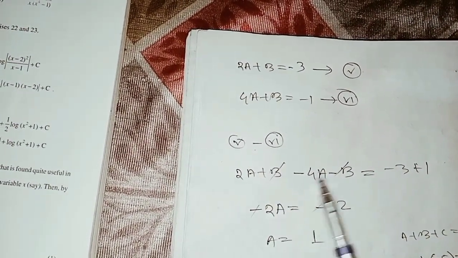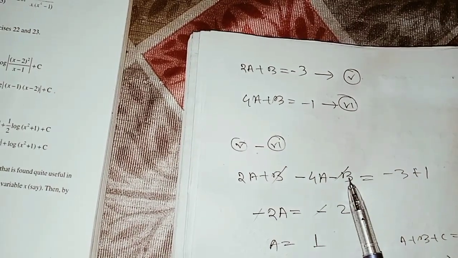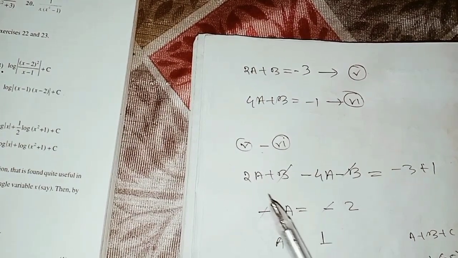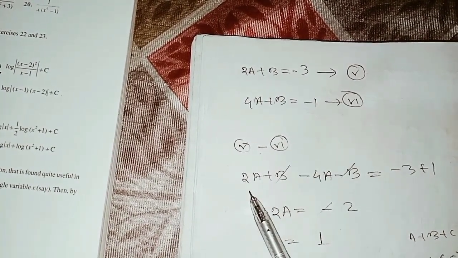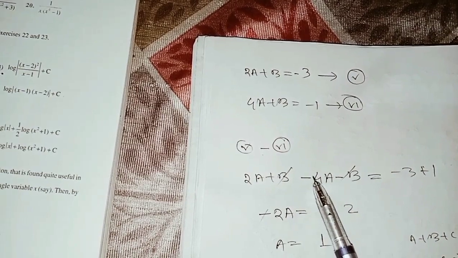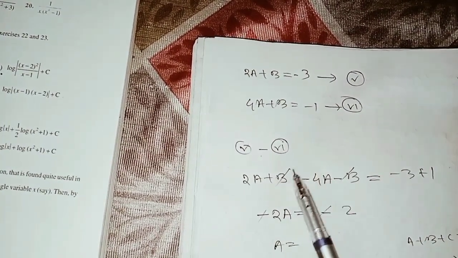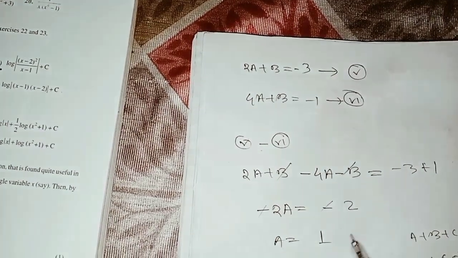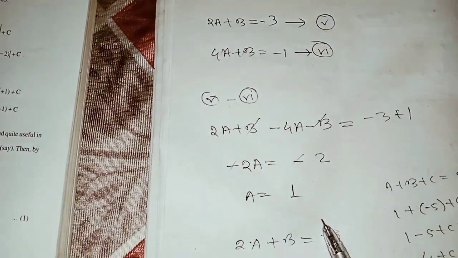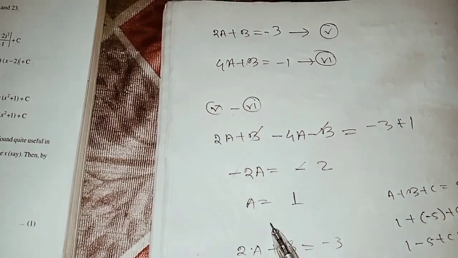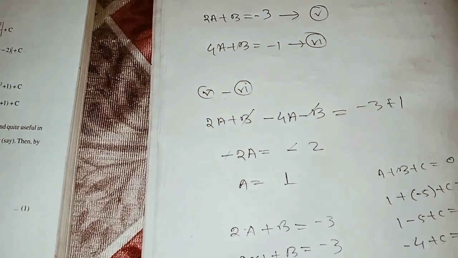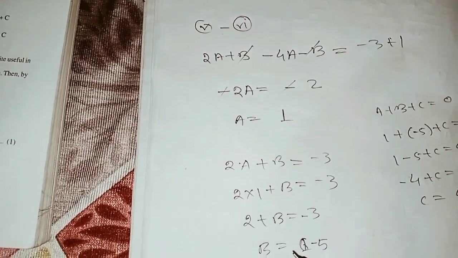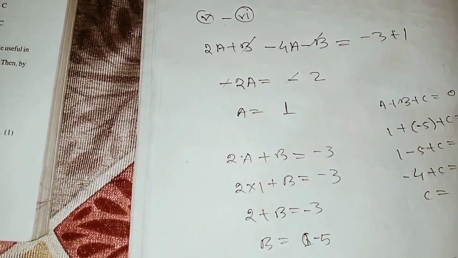So b is negative and positive b, so these will cancel out, and these cancel out, and 2a is in positive, and the negative values have more value, so that's why this is converted to negative. 2a is equal to minus 2, then 2 cancels out and we get 1. So we are able to get the value of a as 1, so we have to find out the value of b, and similarly c.